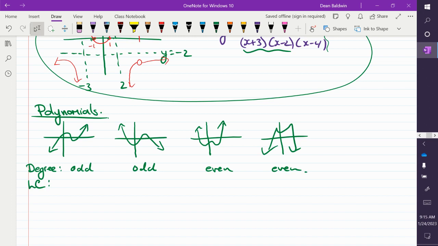Okay, leading coefficient. What arm do you need to look at for the leading coefficient? The right arm. If the right arm is up, the leading coefficient is positive. If it's down, it's negative.